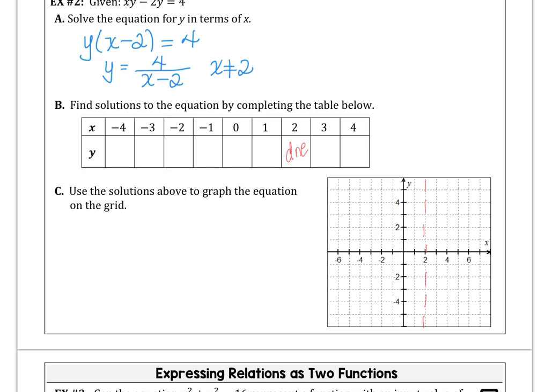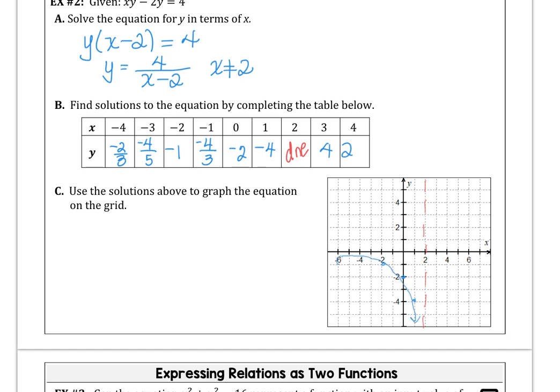And finding the solutions, we could substitute our -4 and -3 and -2 and so on to find all of the values for the function. And then we can graph that when x is -2, y is -1. When x is 0, y is -2. When x is 1, y is -4. Yes, so we have this situation going.